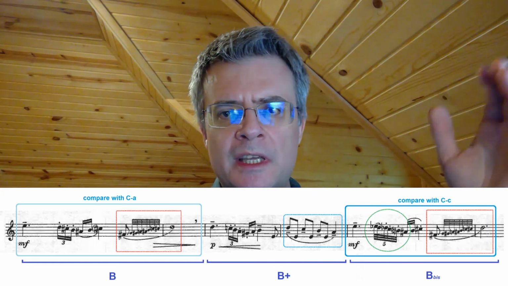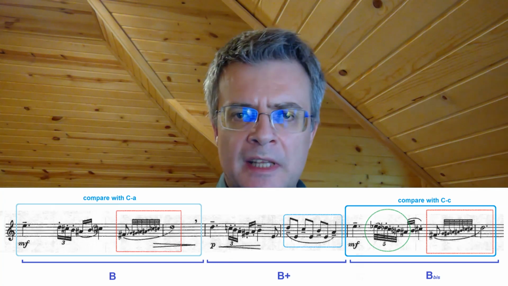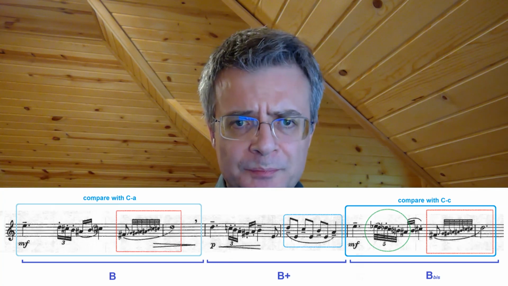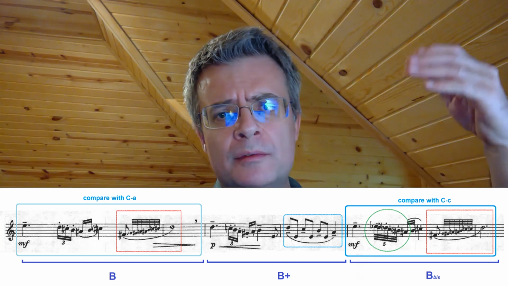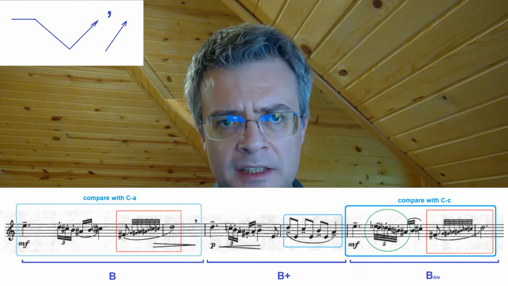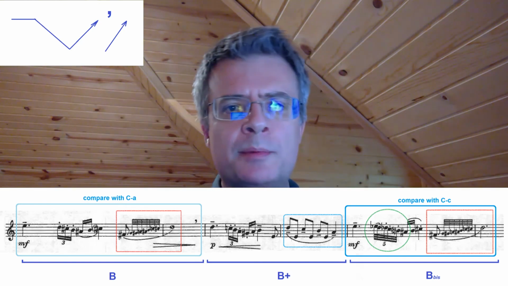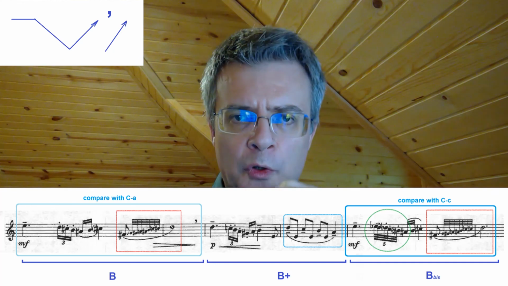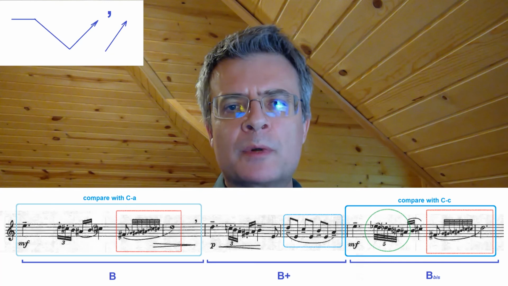So we have this B and B bis sort of framing an element that I dubbed B plus, in which we have the usual long note descending gesture, ta ta ta ta, and then an ascending gesture, ta ra ra, this V shape, followed by a long pickup, ta ta ta ta ta ra ta ra, right?